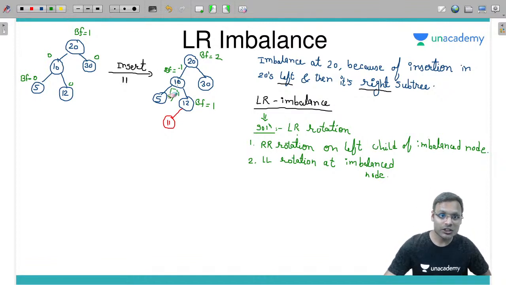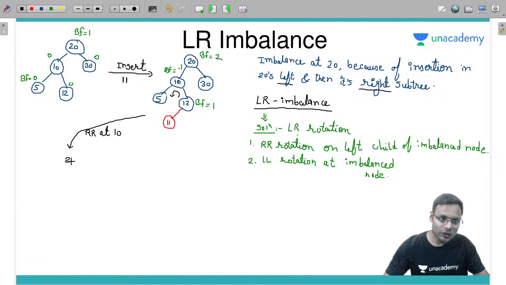So RR rotation I'll have to do at 10 first. RR rotation means single left rotation. Let's do that. Single left rotation first. So first we will do this. RR at left child of 20, which is 10. RR at 10 this way.